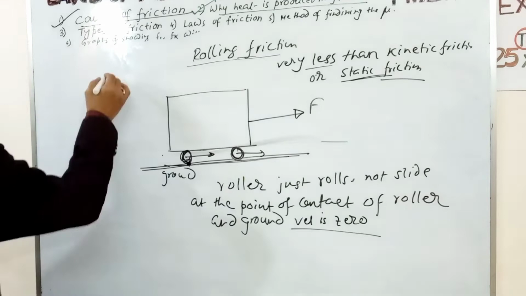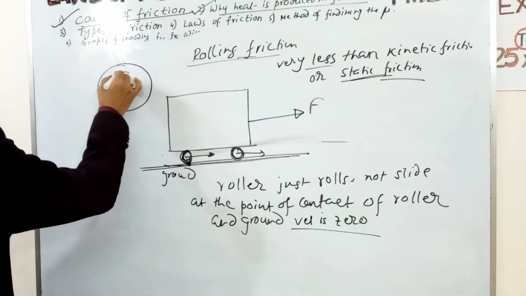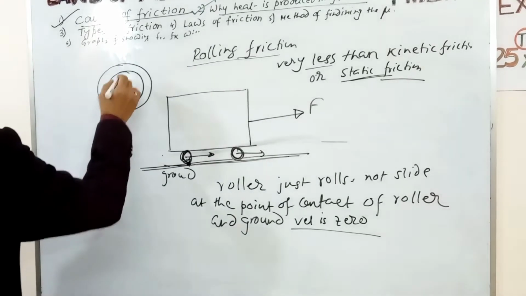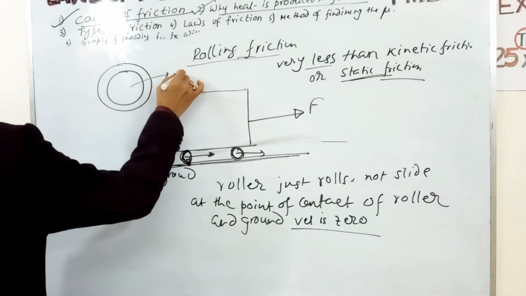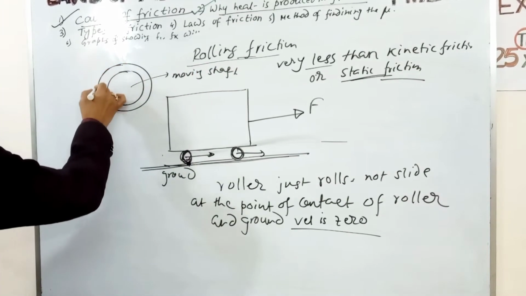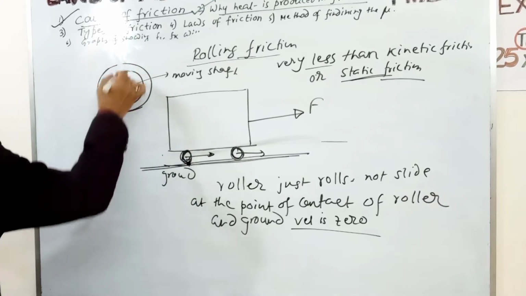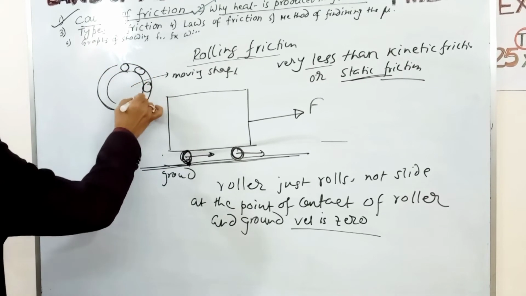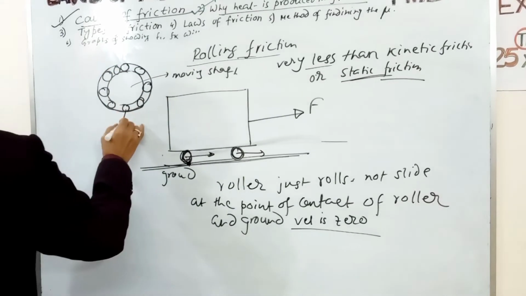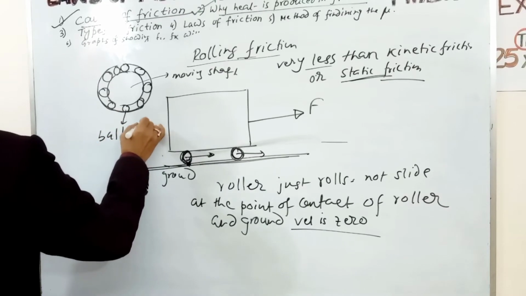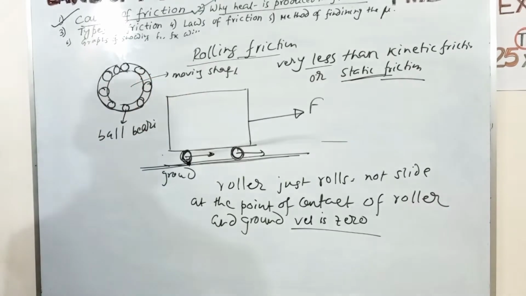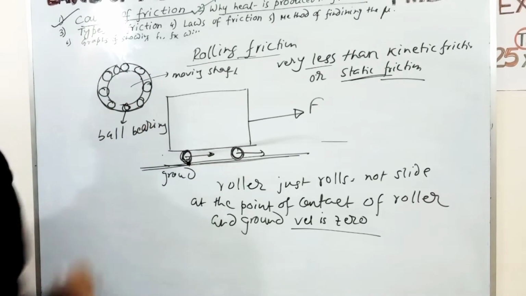To reduce friction in moving mechanical parts, that is in a machine when two bodies are moving with respect to each other, suppose this is a moving shaft. This moving shaft is rolling with respect to this frame. Now to reduce the friction, rollers are placed in this gap. These are called ball bearings. So the roller rolls such that the friction between this and this is very less. This is called a ball bearing.